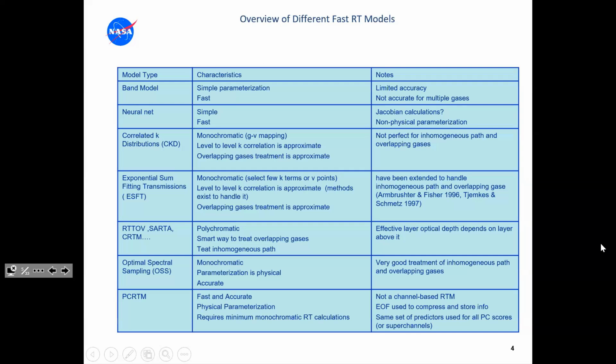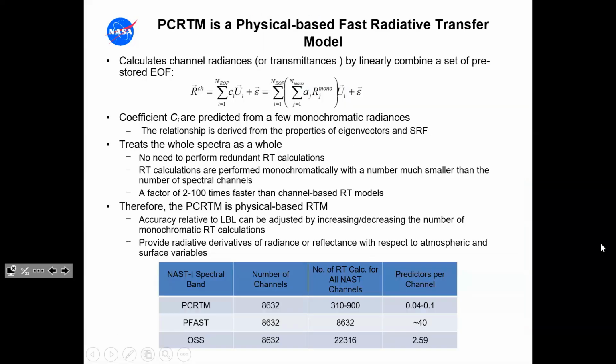And then there's optimal spectral sampling. So all those radiative transfer models, we call them channel-based. Okay, they do radiative transfer one channel at a time. So if you have thousands of spectral channels, I still need to do thousands of radiative transfer calculations. So the PCRTM is the one that jumped this constraint. I don't have to do thousands of radiative transfer calculations. I can do a few hundred, and yet I can get the spectral channel radiance very accurately. So that's basically the essence of it.